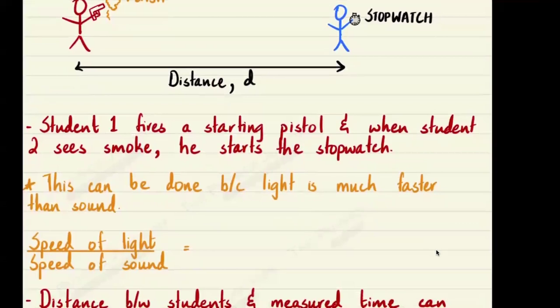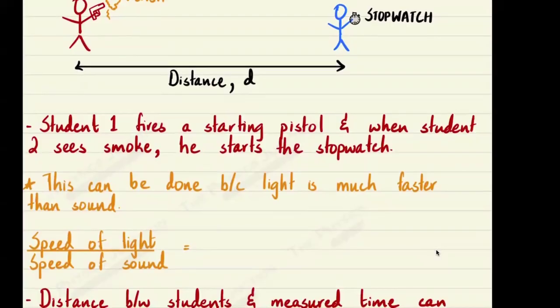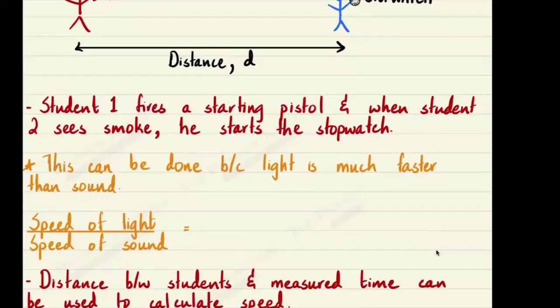All right. And why can this be done? Why do I see the smoke first and why do I hear the sound later? That's because light is much faster than sound. For example, when it's raining and when lightning strikes, then you see it first and then you hear the sound. Again, that's also a consequence of this.